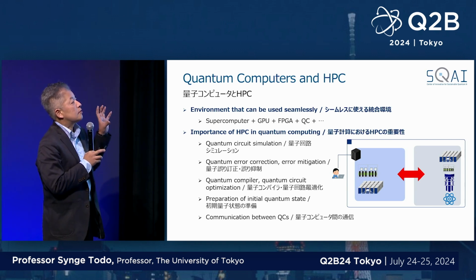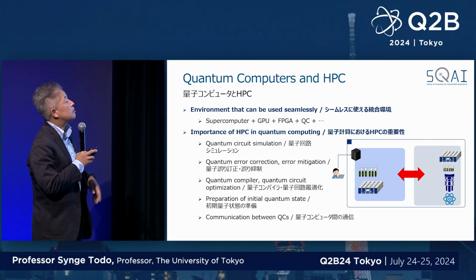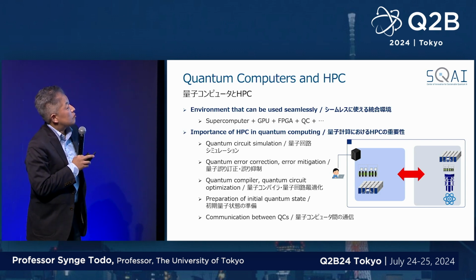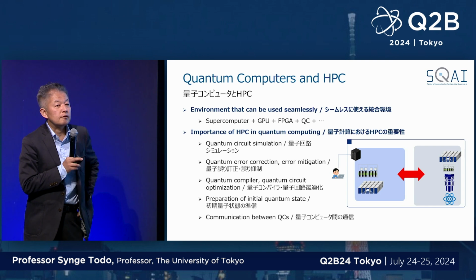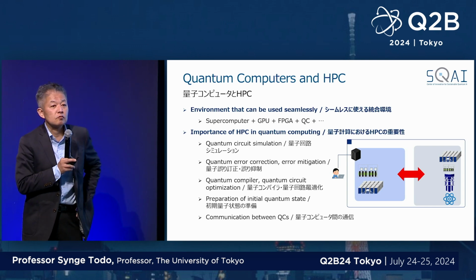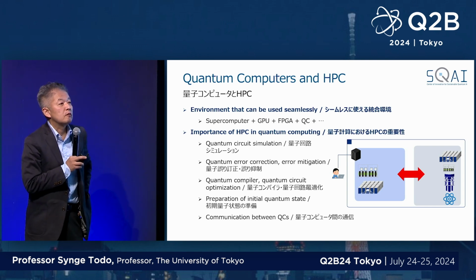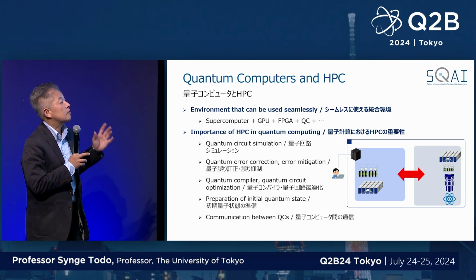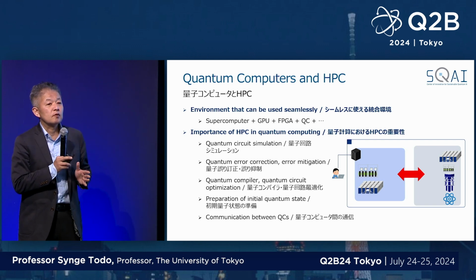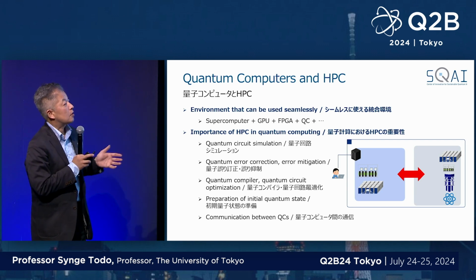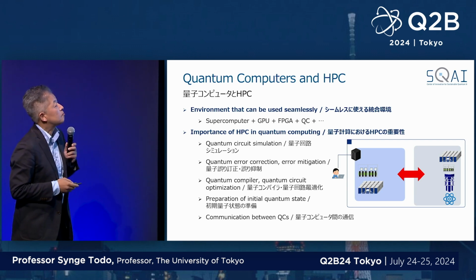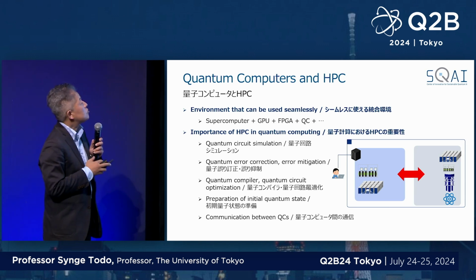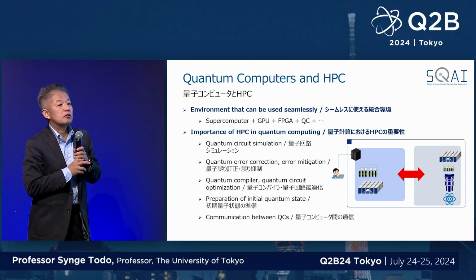So HPC, where is it going to become very important? There will be many important applications. For example, quantum circuit simulation. HPC is already utilized. An algorithm is developed, and that evaluation can be done with it. What is the limitation of quantum computing? Where do we have to apply quantum computing? So I think it is necessary in that sense to have quantum circuit simulation.